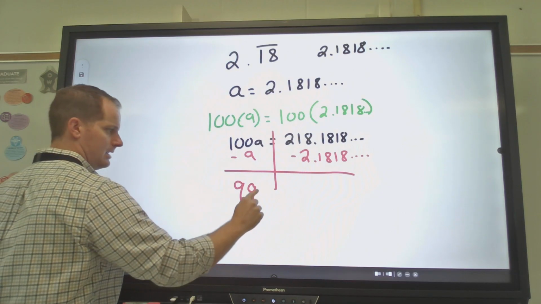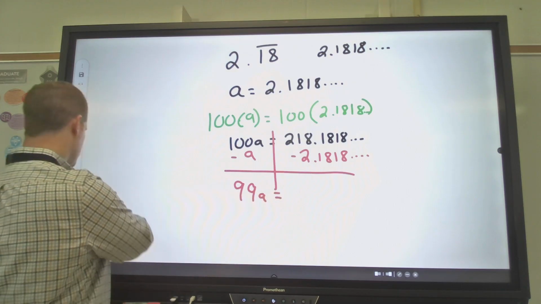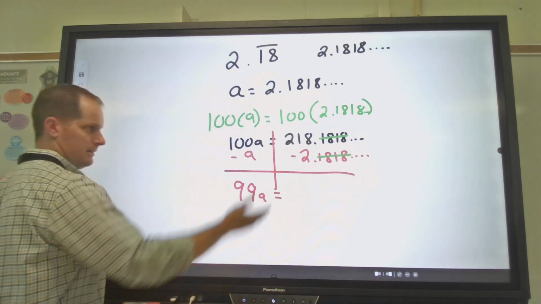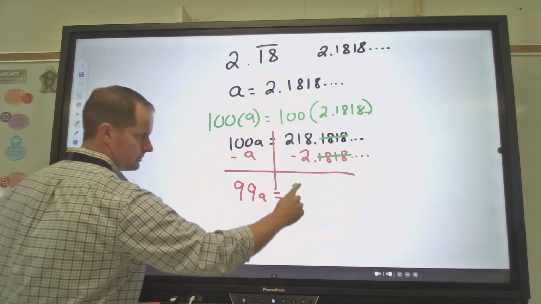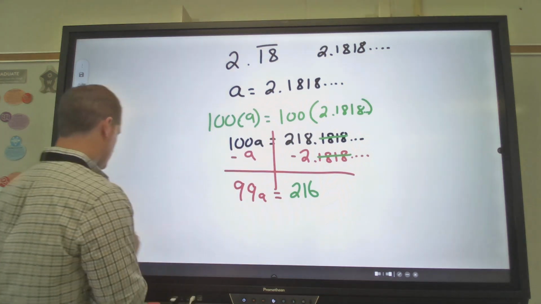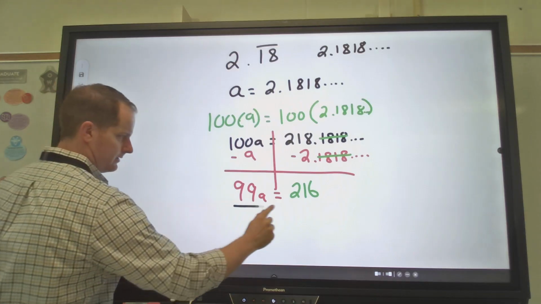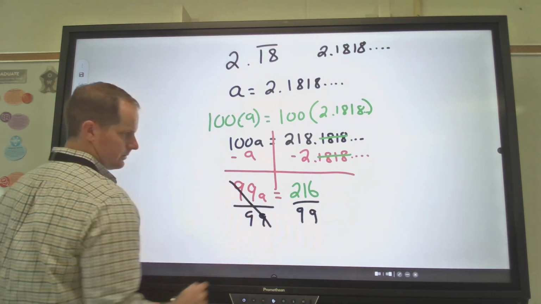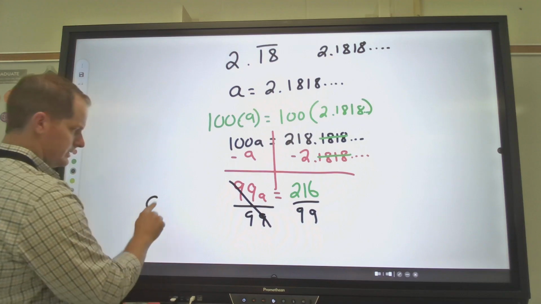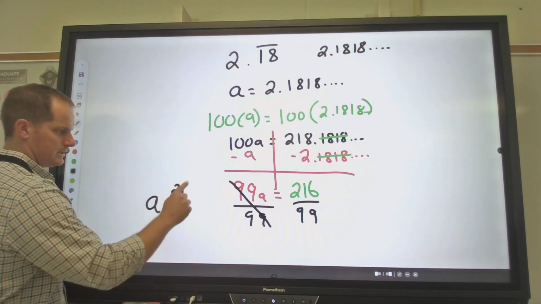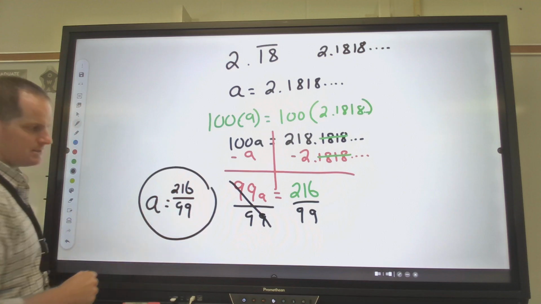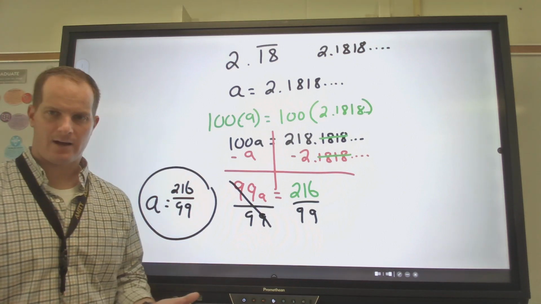You get 99A is equal to, all of these will cancel out, and this is the tricky part. We're going to end up with 216. Last step to divide by 99. So our final answer to this problem is A equals 216 over 99. On a test or quiz, I'd accept this. If you can try to simplify, that's fine.